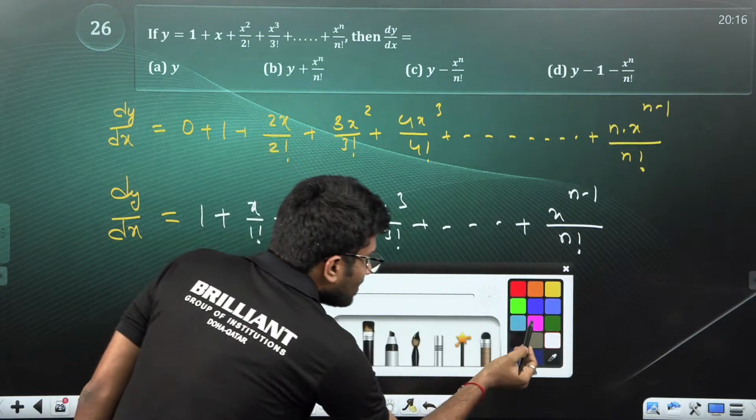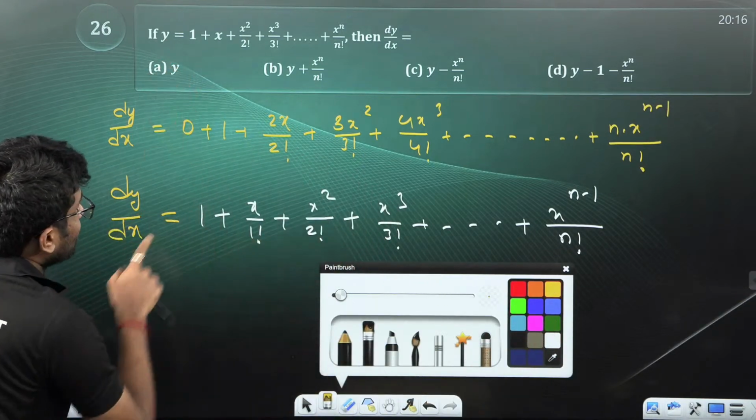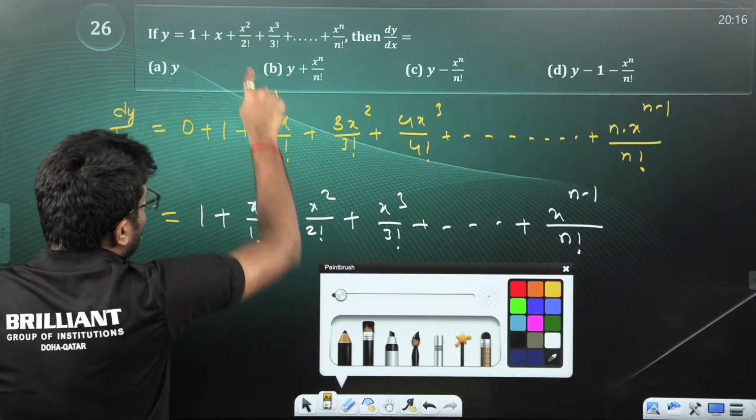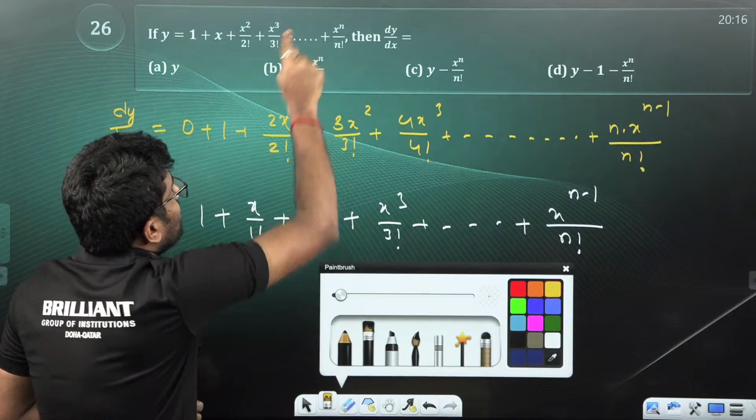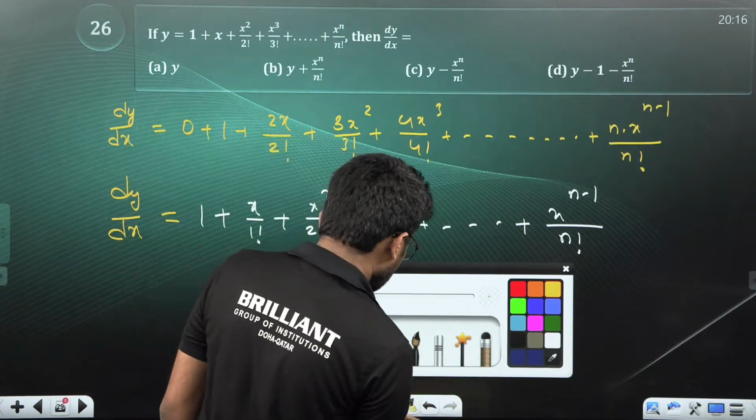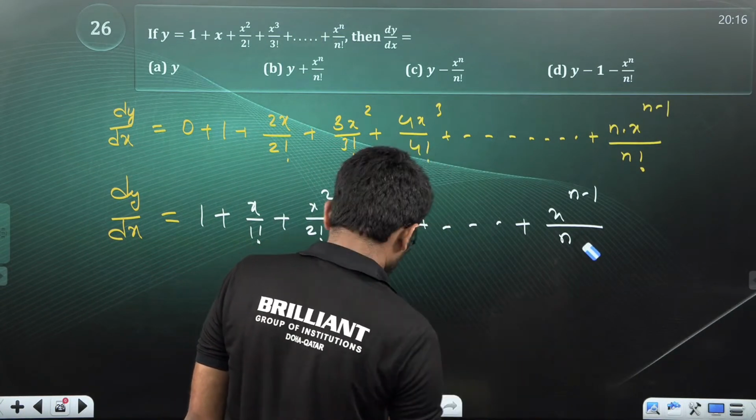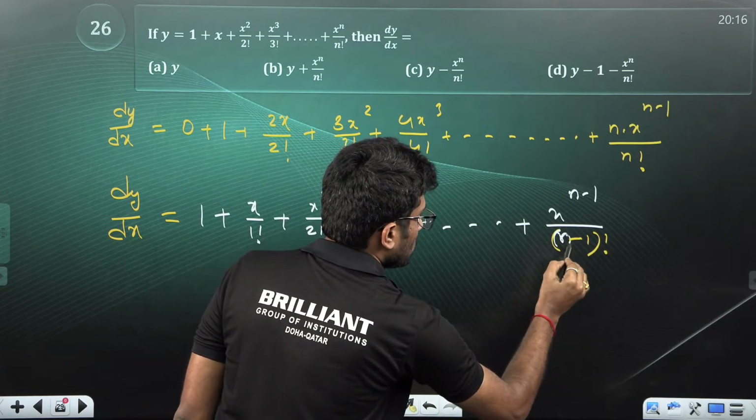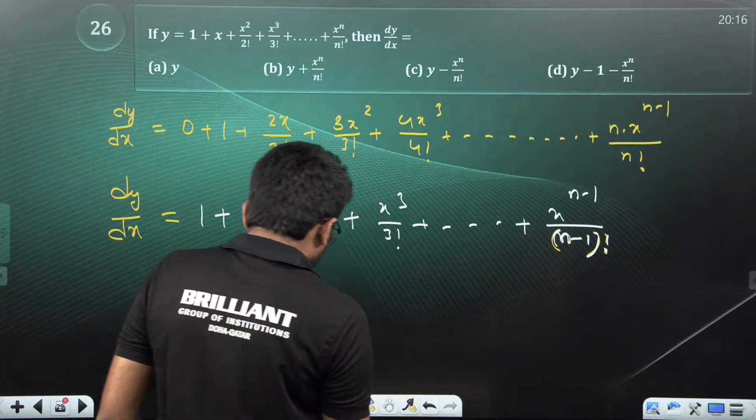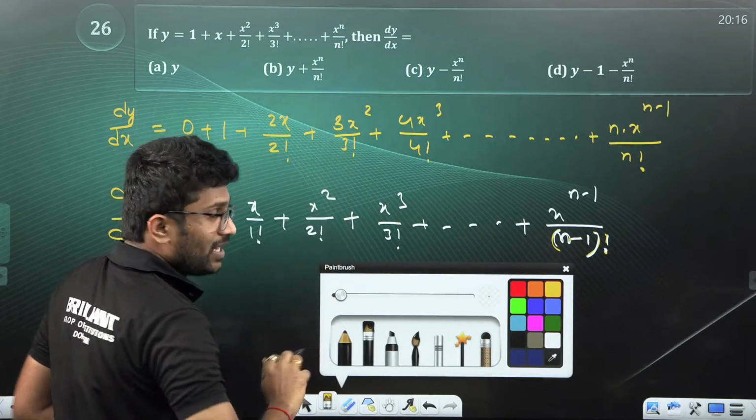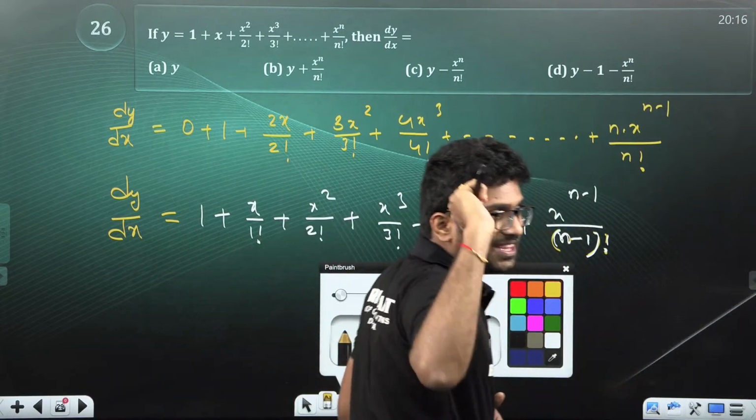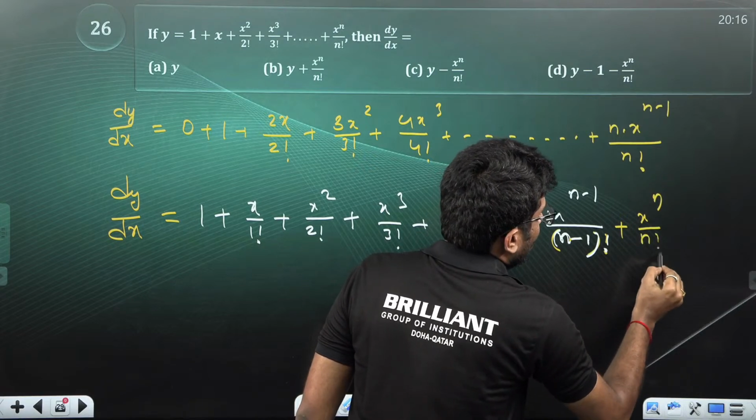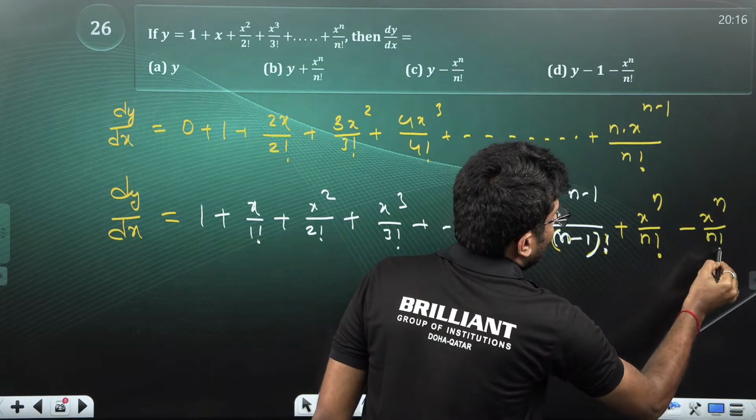Now you see the relationship between the given question and this. 1 starts with 1, okay fine. x by 1 factorial is x only. x square by 2 factorial, okay. But we don't have x power n by n factorial here; this is n minus 1 factorial. Except this x power n by n factorial, everything we have. So we do one thing: we add x power n by n factorial and we subtract x power n by n factorial.